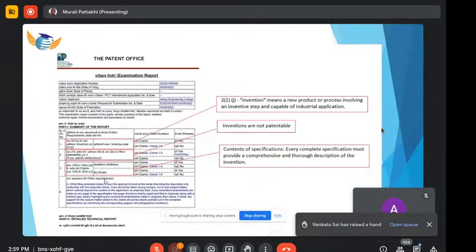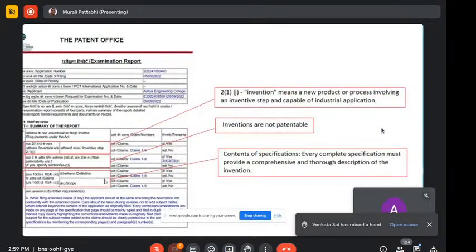Can you please zoom the slide, sir? Not sure. We are not able to see. Thank you.